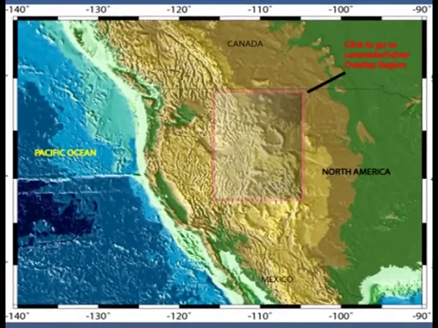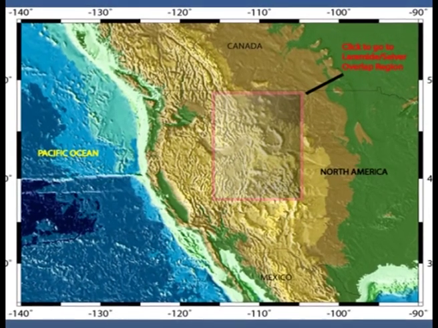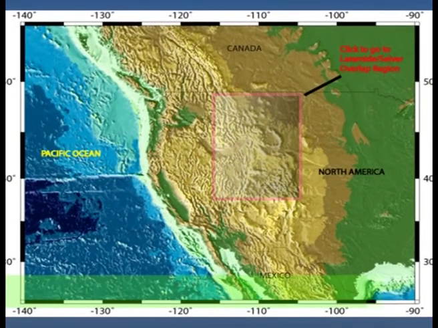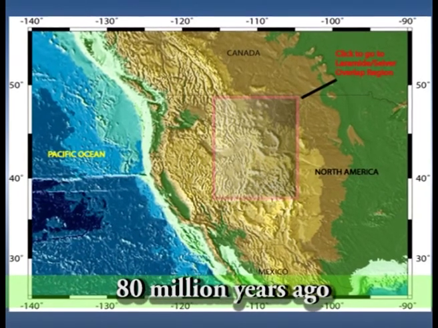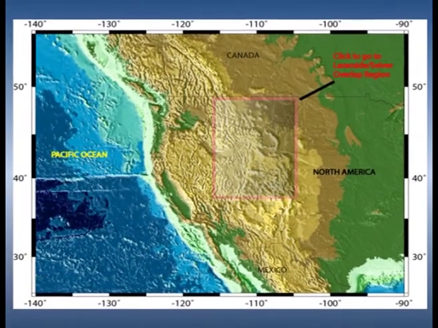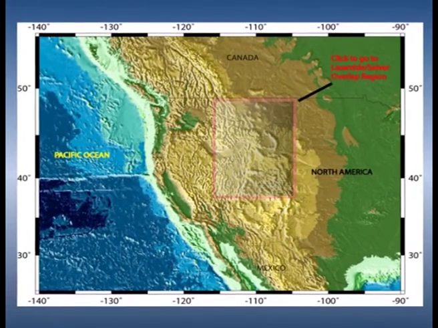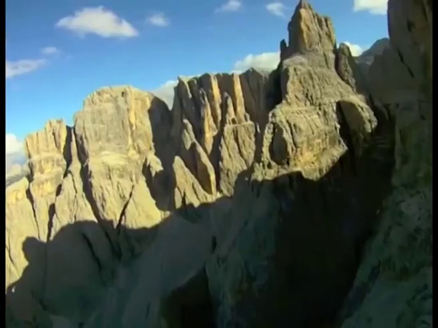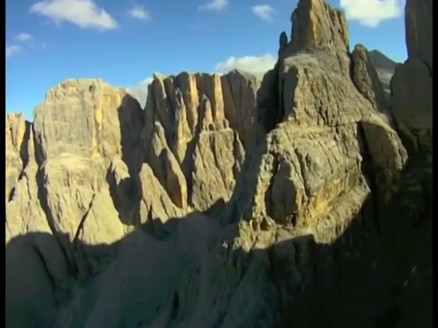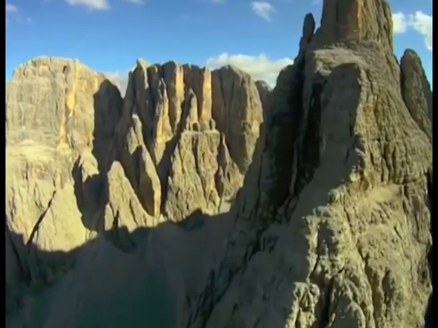For example, the Laramide orogeny is an example of a formation that formed around 80 million years ago, and the continuous erosion by glaciers has resulted in the present-day formations. Tectonic forces and rock formations. The rocks in the Rocky Mountains were formed much before the formation of the mountains.